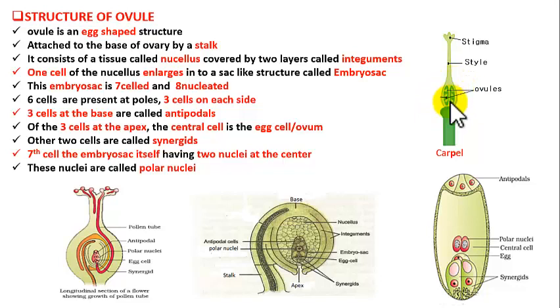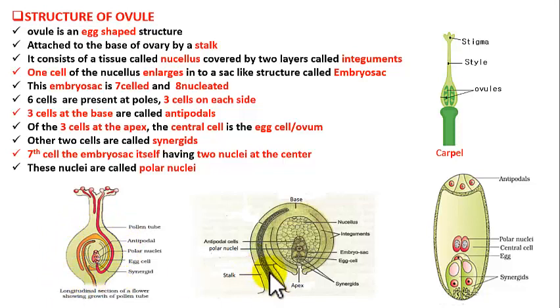Now if we take one ovule out of the carpel, it looks like this. So it's an egg shaped structure. It has a stalk. See here, this is the stalk through which it is attached to the ovary. So this is the ovary, and this is the stalk with which it is attached.